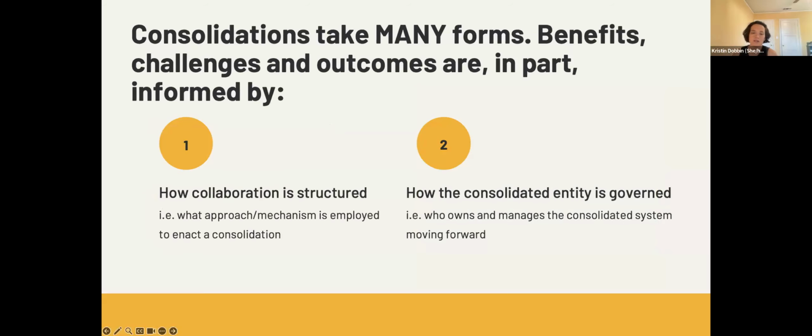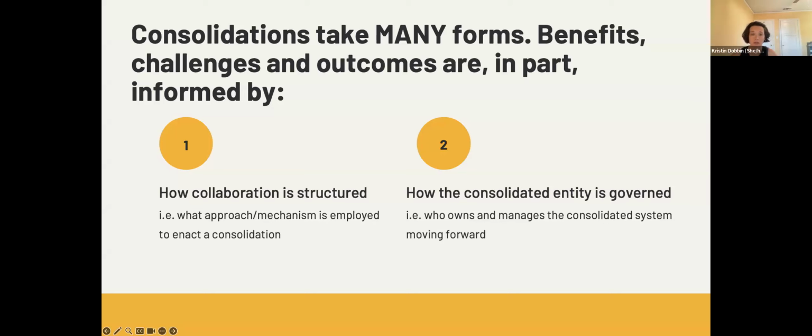But another really important thing to know about all these projects is that they are extremely, extremely diverse. They take many, many forms, and I think that's not new news to anyone on this call. So it's not a stretch to say that every consolidation project is unique. It's just kind of a fact. But our premise today is really that this diversity matters. Both how a collaboration is structured and who governs the consolidated system informs the benefits, the outcomes, the challenges of that project. And so that's what we really want to dig into today.